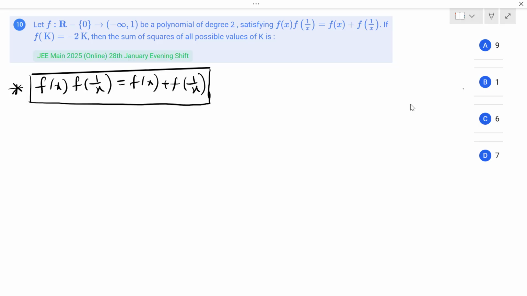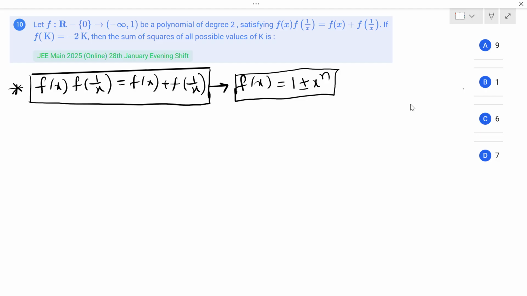That is, for f of x into f of 1 by x is equal to f of x plus f of 1 by x, the solution of the functional equation would be f of x is equal to 1 plus or minus x power n. In the functions topic, I will tell you how to solve any functional equation in detail. For now, please remember, if this is the functional equation, the function would be f of x is equal to 1 plus or minus x power n.